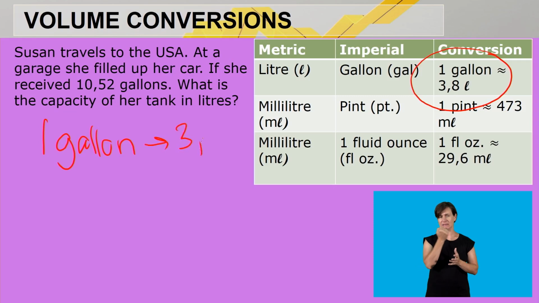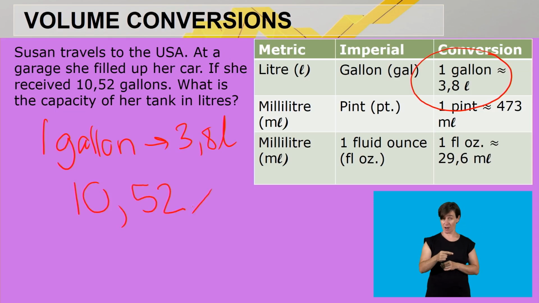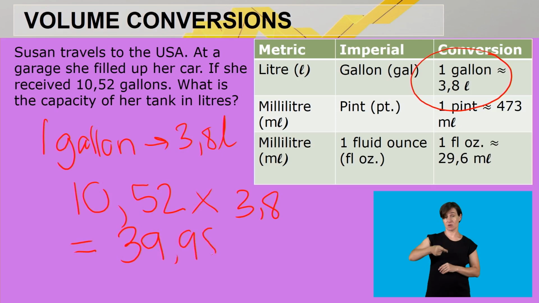Sorry for this, guys. Okay, 1 gallon is 3,8 liters, meaning I'm going to take what she's got, the 10,52, and multiply it by 3,8, and then your answer will be 39,98 liters. So her capacity of her tank is then 40 liters. Remember, it's always a whole number.